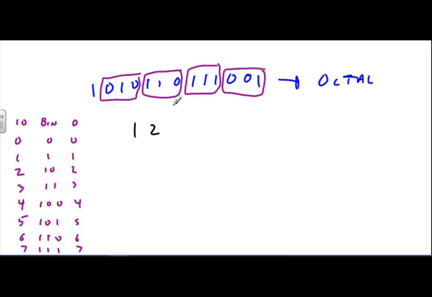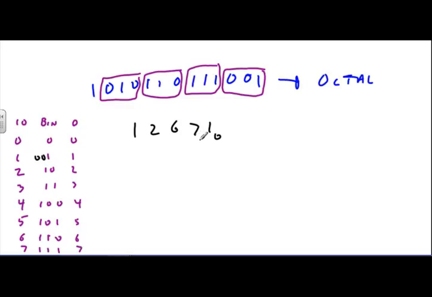So in octal, this number is going to be 1, 2, 6, 7, 1. That's all I did. Well, see, when I group these guys in threes, I end up with 0, 0, 1. 0, 0, 1 binary in octal is 1. 1, 1, 1 in octal is 7.